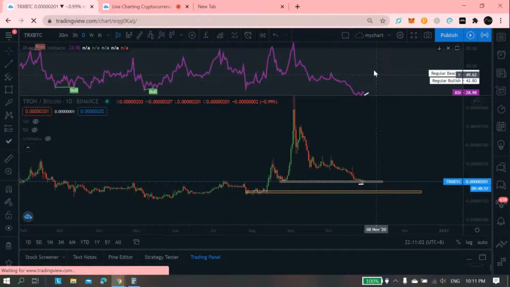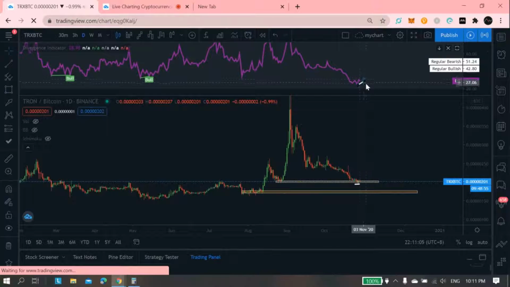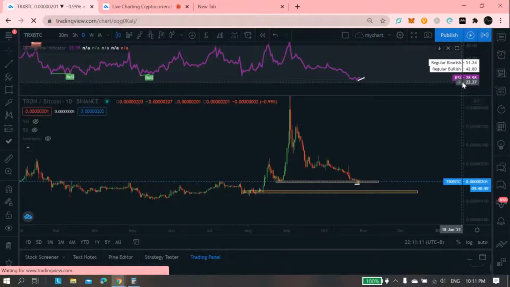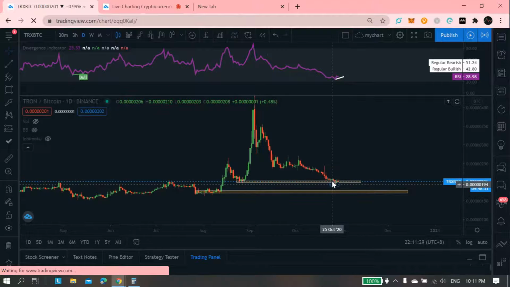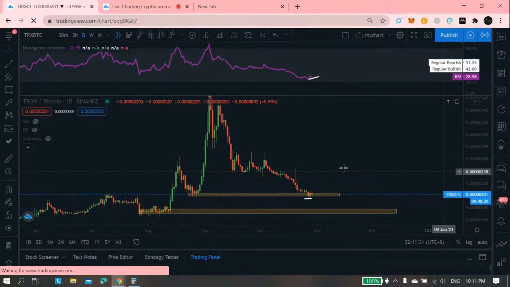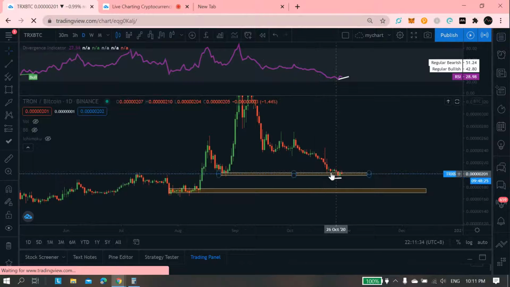However, it's not yet confirmed at the moment, so let's wait for it. Though it's currently at RSI of around 28.98. For me, normally I use 20 as oversold. Sorry about that. But currently it seems like it's holding at this area because there's a lot of dojis already here. There's one here, then another here. So hopefully it will hold.